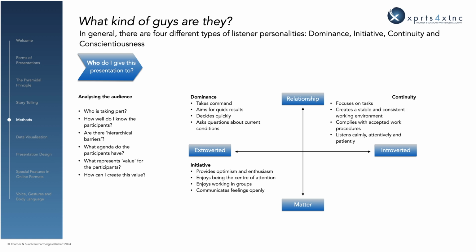The type continuity is rather introverted and relationship-oriented. He or she focuses on tasks, creates a stable and consistent working environment, complies with accepted work procedures, listens calmly, attentively and patiently. And finally, the type conscientiousness. He or she concentrates on details, thinks critically and checks accuracy, decides analytically after all data has been collected and assessed.